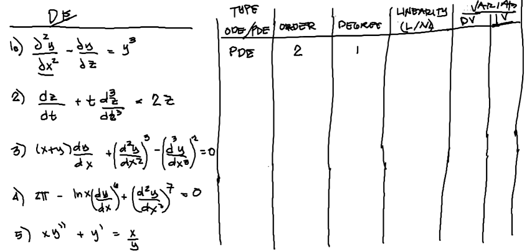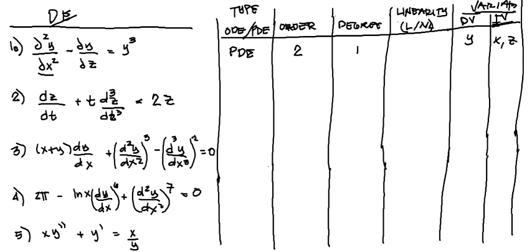And then before we determine if this is linear or not, let's first determine which is the dependent and the independent variable. The dependent variable is the variable that has its derivative. So the variable y is our dependent variable. And for the independent variables, here we have x and z. So we have 2 independent variables, x and z.